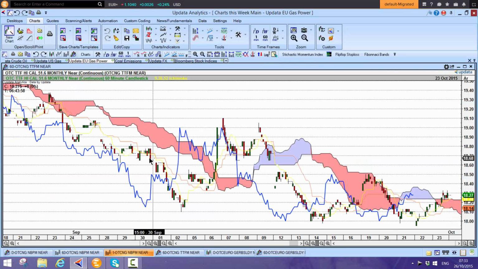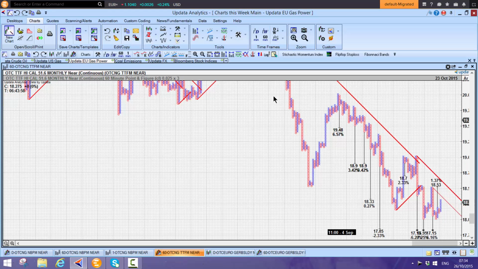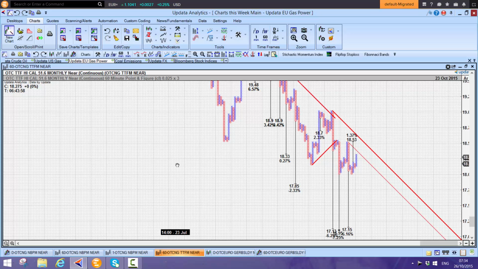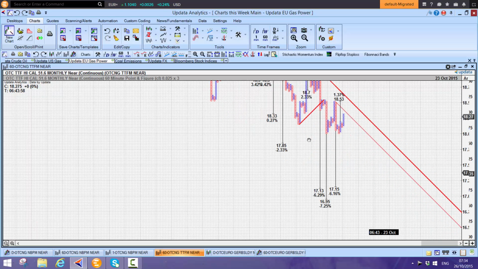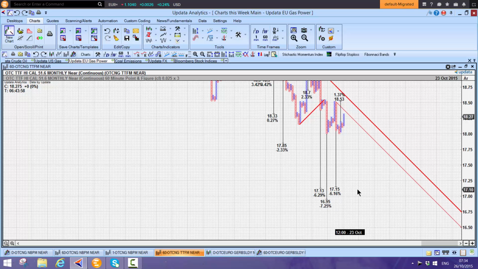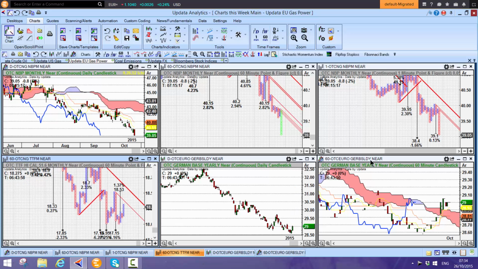If we look at TTF, not quite as bearish, not hitting fresh lows this morning, but not bullish either. I mean, still below the cloud. Shift T will give us some targets here. We do have clearer downside targets here, 17.15, 17.13. That's what we call a cluster, and there's even one to 16.95. So 17 is looking like a quite likely level for TTF front month.